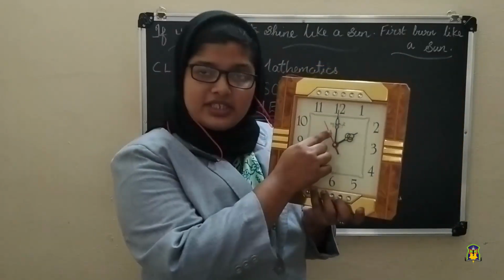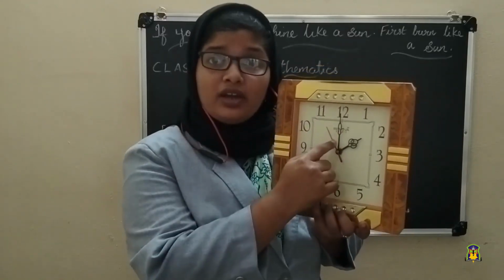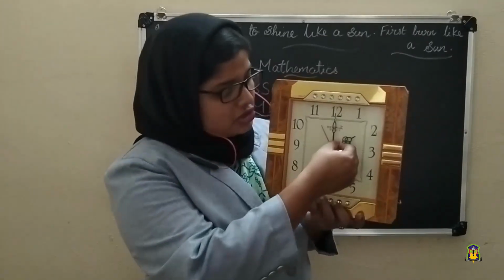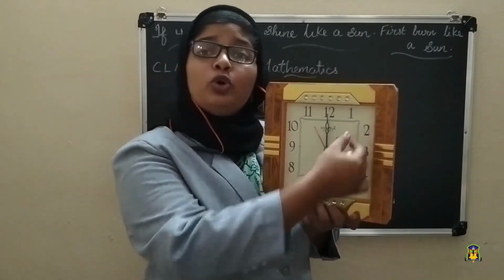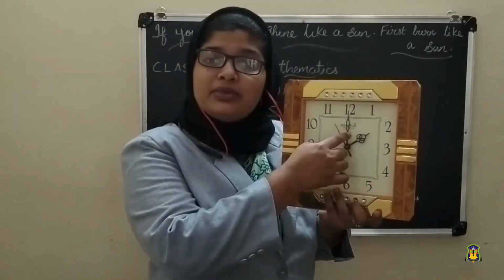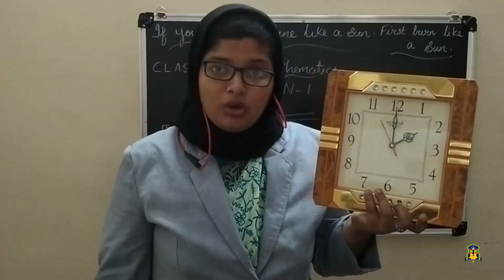You can see that the minute hand is on 12. Where is the long hand, the minute hand? Yes, on 12. And the short hand is on 2. Then the time is 2 o'clock.